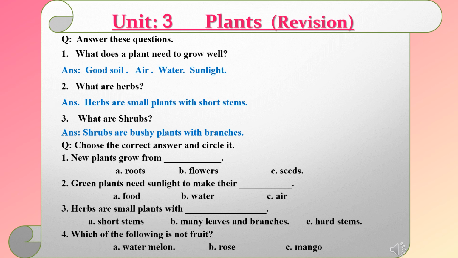Which of the following is not a fruit? Watermelon, rose or mango? Yes, good. Rose, because watermelon and mango are fruits. Rose is a flower. So, the correct answer you have to choose is rose.